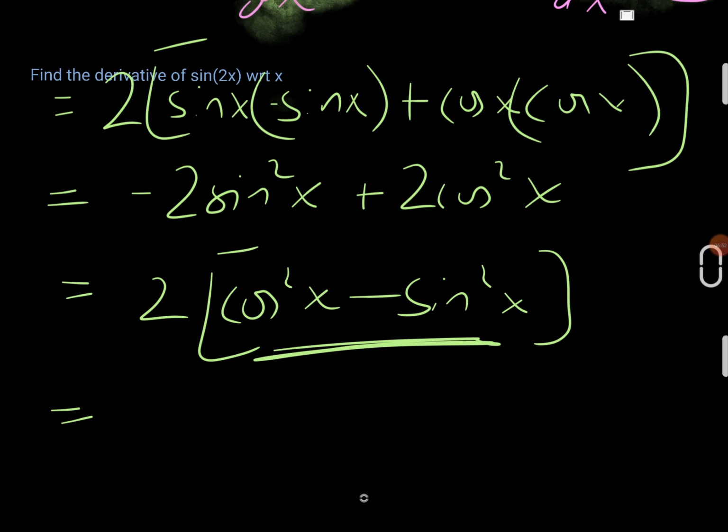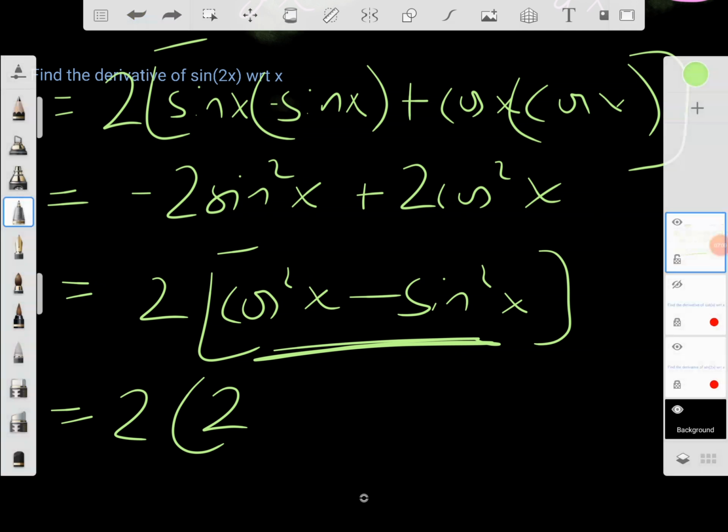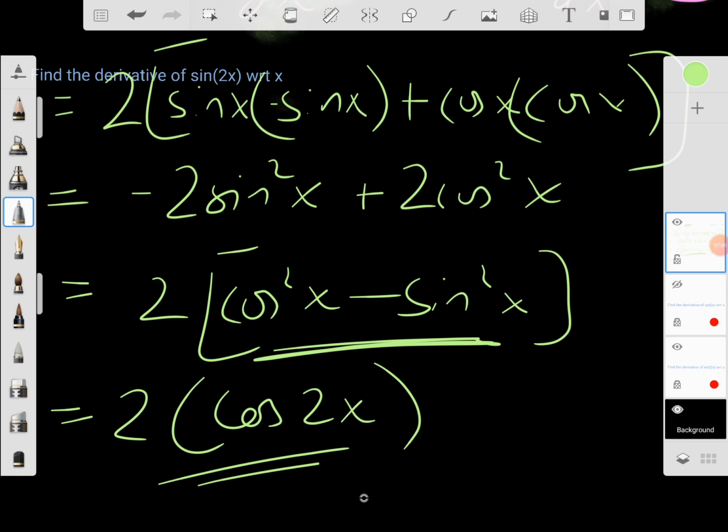That is exactly what you studied as cos 2 theta. It's a formula which you studied. So it is 2 into cos 2 theta. Not 2 theta, 2x here. And this is your final answer.